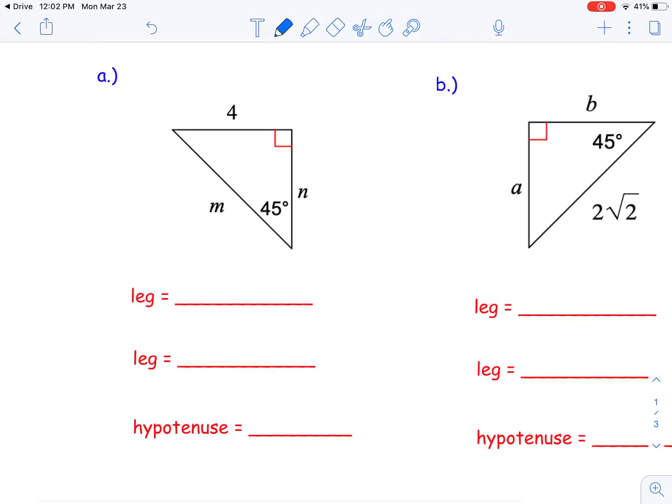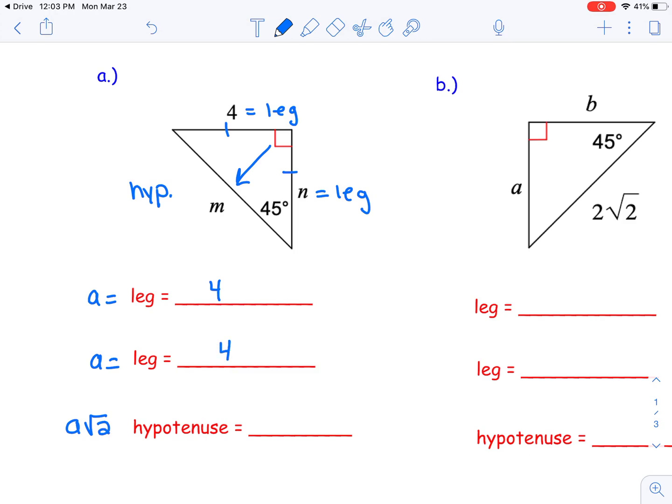what information I need. So I'm given one of the legs. So I know that the leg is 4. If one leg is 4, that means the other leg is 4 because they are congruent. And we need to find the hypotenuse. That's always opposite our 90-degree angle. And we know that one leg is A, the other leg is A. The hypotenuse is always A radical 2.